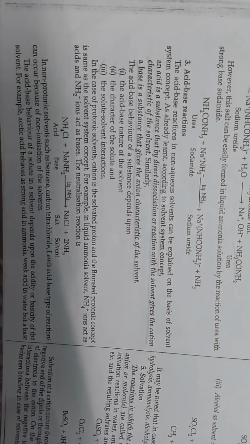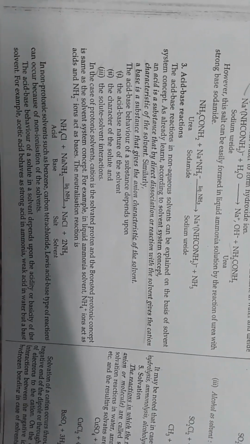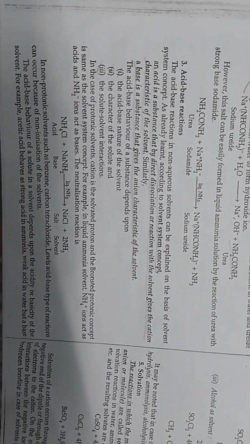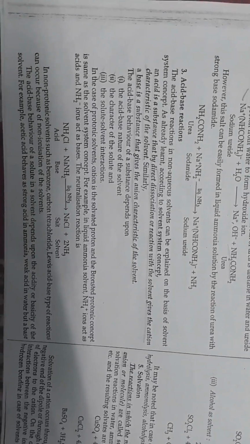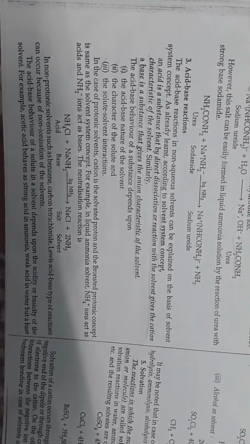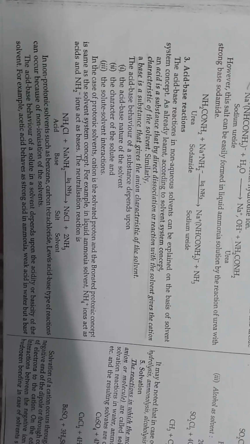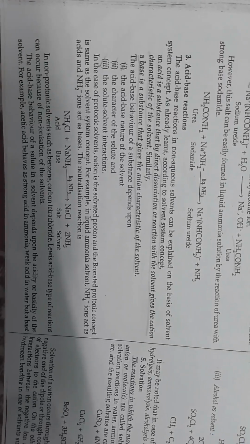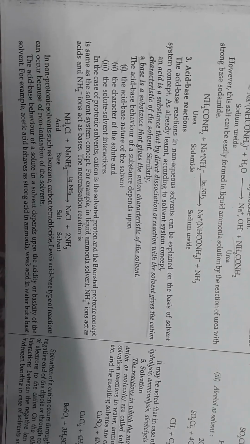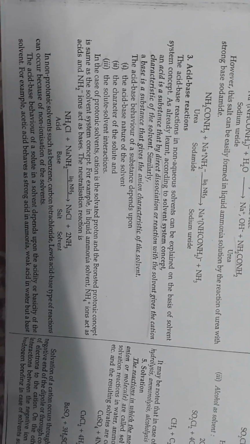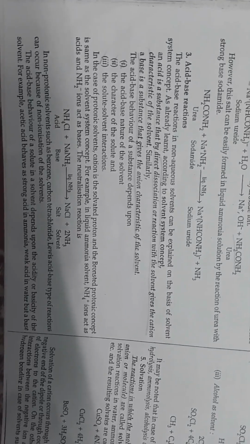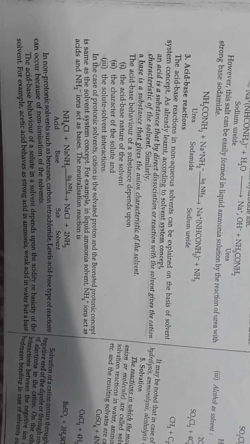According to the solvent system concept, an acid is a substance that by direct dissociation or reaction with the solvent gives the cation characteristic of the solvent. Similarly, a base is a substance that gives the anion characteristic of the solvent. The acid-base behavior of a substance depends upon the acid-base nature of the solvent, the character of the solute, and the solute-solvent interaction. In the case of protonic solvent, the cation is the solvated proton and the Bronsted protonic concept is the same as the solvent system concept.